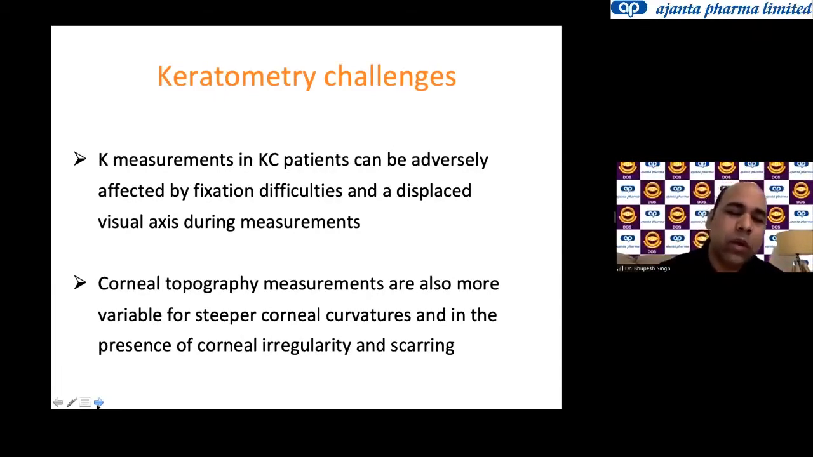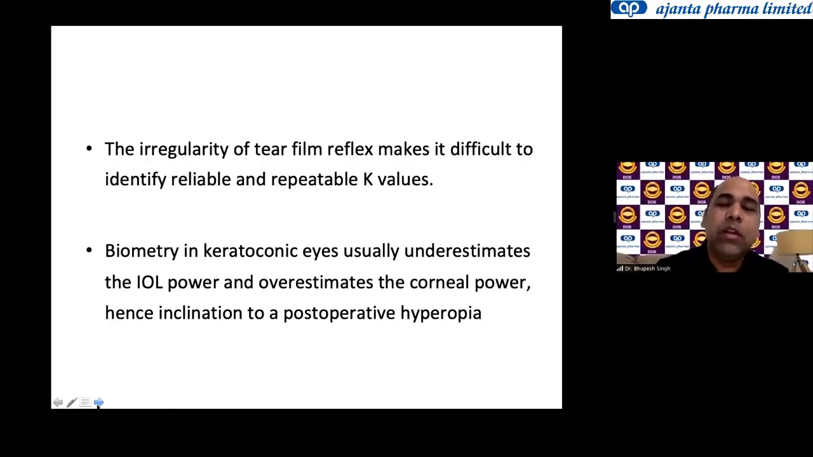If you go with corneal topography, the measurements are also more variable for steeper corneal curvature. If you're dealing with advanced keratoconus, you're not sure what the apex is, and the problem is especially marked in patients with corneal irregularity and scarring. The irregularity of the tear film reflex also makes it more difficult to get reliable and repeatable K values. The biometry in keratoconic eyes usually underestimates the IOL power, hence an inclination to post-operative hyperopia is always there in these patients.